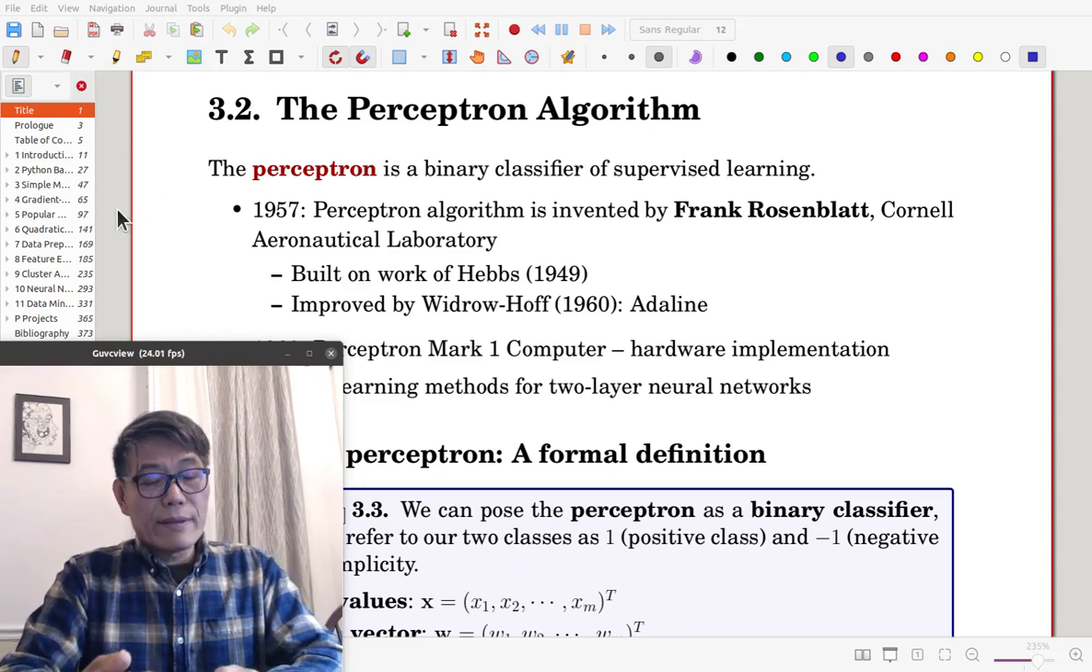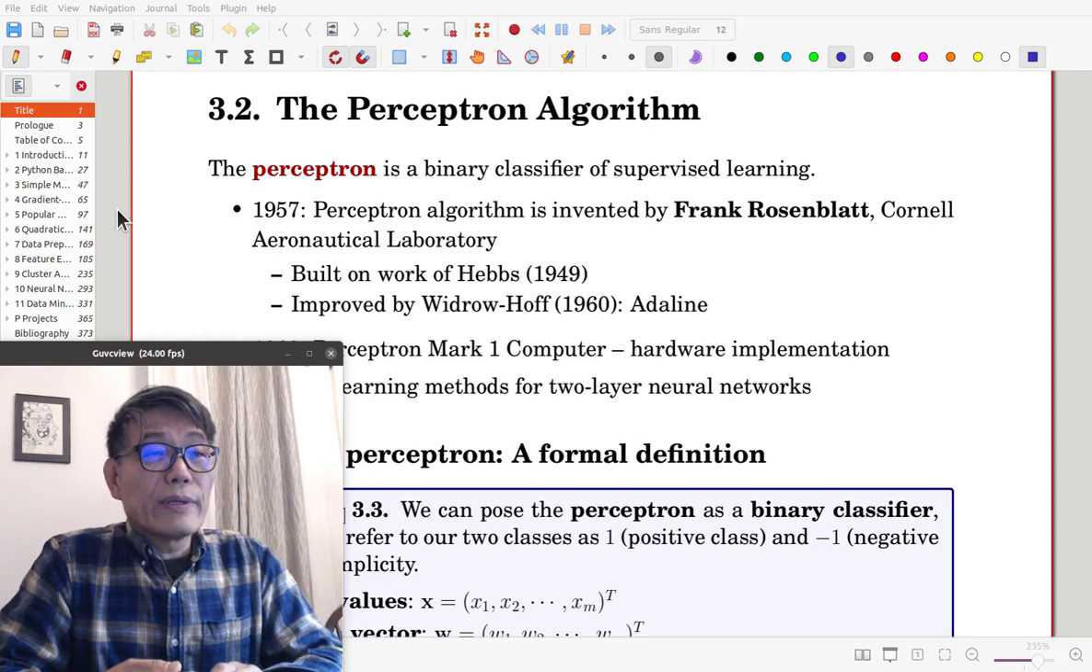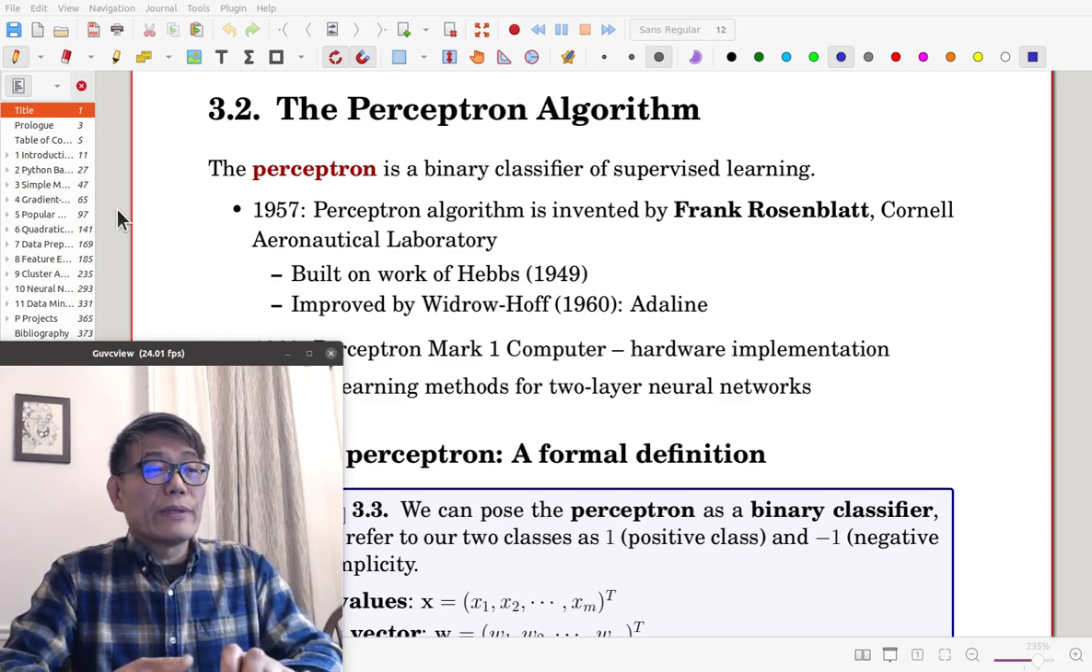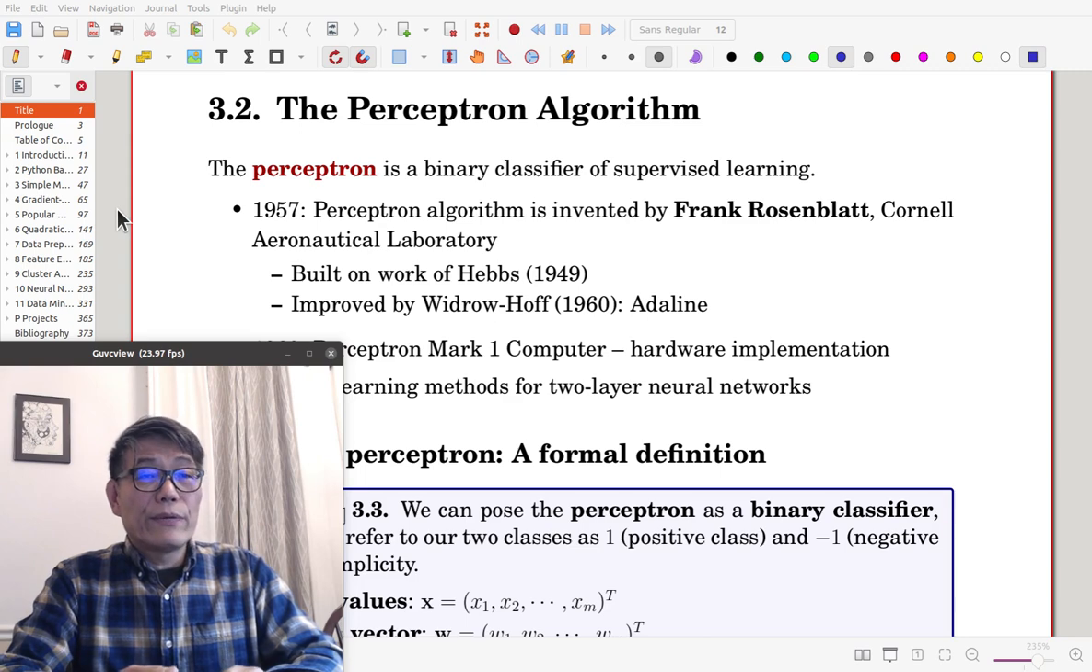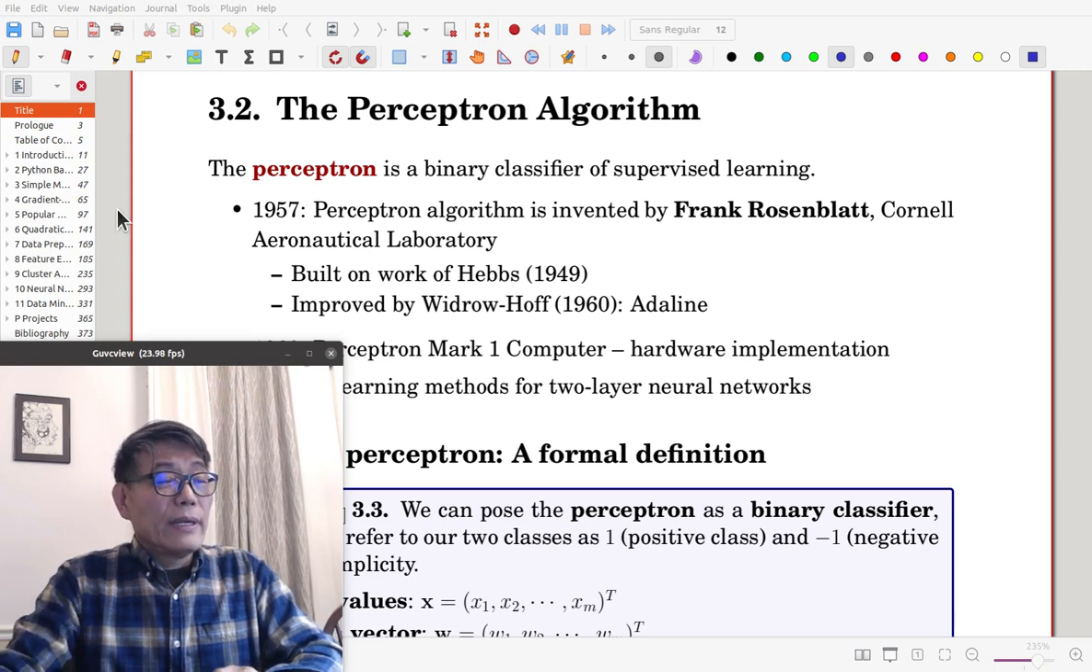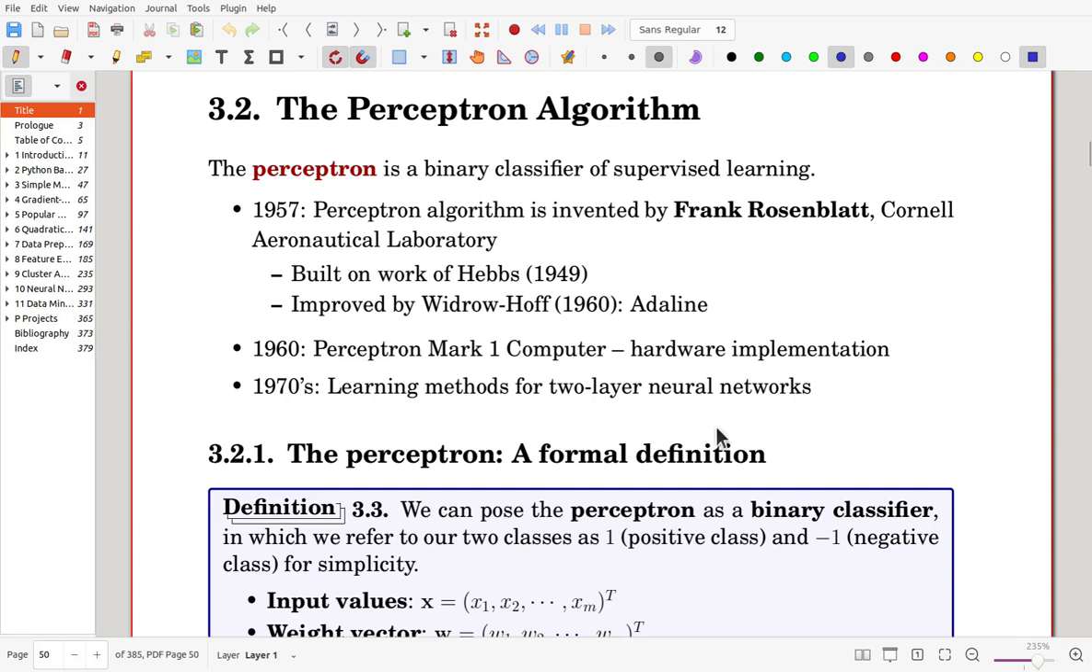Hi, it is section 3.2, the Perceptron algorithm. The Perceptron is a binary classifier for supervised learning. In 1957, the method was invented by Frank Rosenblatt, Cornell Aeronautical Laboratory. It has been refined for hardware implementation, and in modern society, it becomes a basic unit for two-layer neural networks.